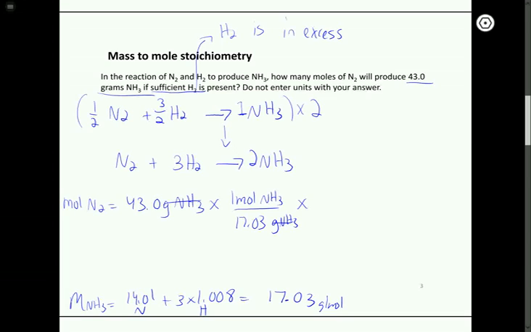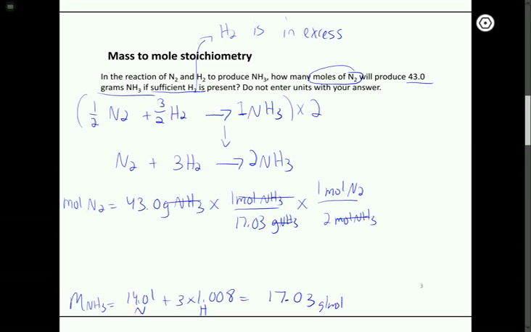And now we can use stoichiometric coefficients to convert into what we're looking for, which is the amount of N2, how many moles of N2. Okay, so we have, from the balanced reaction, a mole ratio of 1 to 2 for N2 to NH3. So for every 2 moles of NH3 that are formed, it requires 1 mole of N2 reacting.